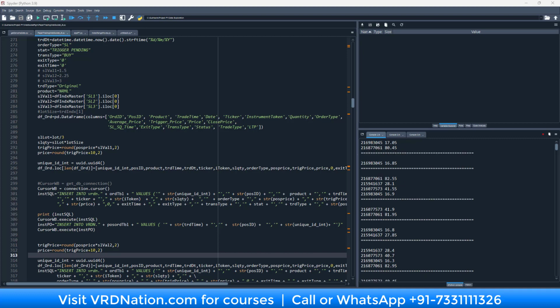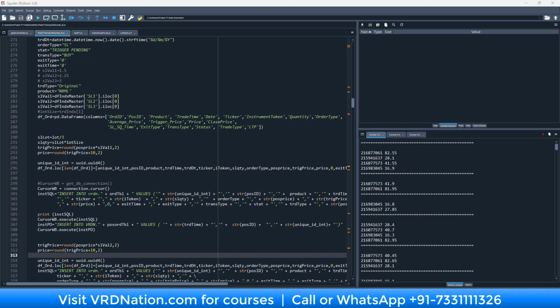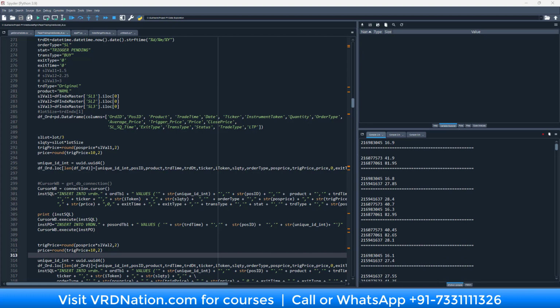So you need to of course adjust the quantities, right? The quantities that you planned for may not be the multiples of the lot sizes that are currently active. So that is one challenge.